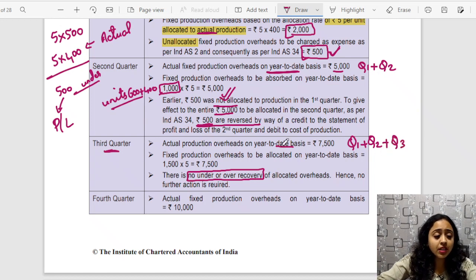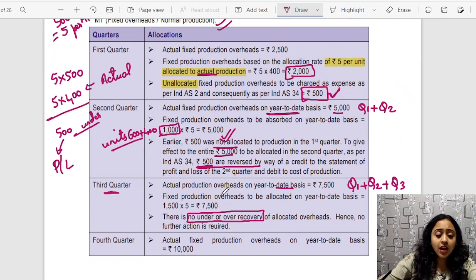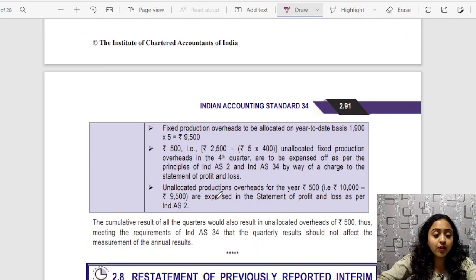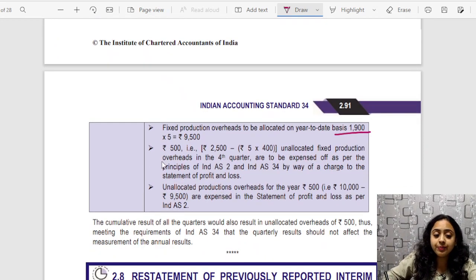Now for the fourth period, our actual fixed production overhead on year to date basis is 10,000. Total should be 10,000 and units are 1900 only. It will be divided, such 500 is under recovery, unallocated fixed expense. It will be expensed off as per the principle of Ind AS 2 and charged to P&L. Unallocated production overhead for the year, rupees 500, is expensed in the statement of P&L as per Ind AS 2.